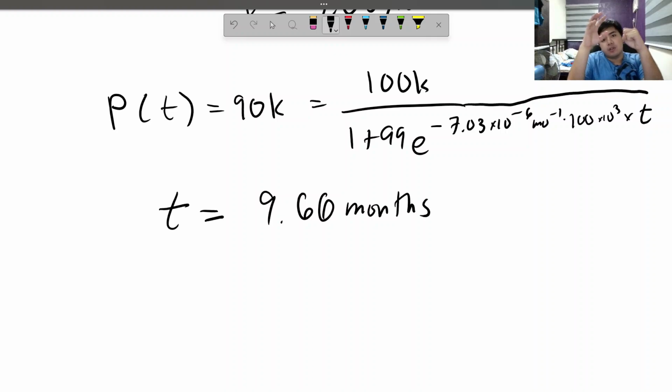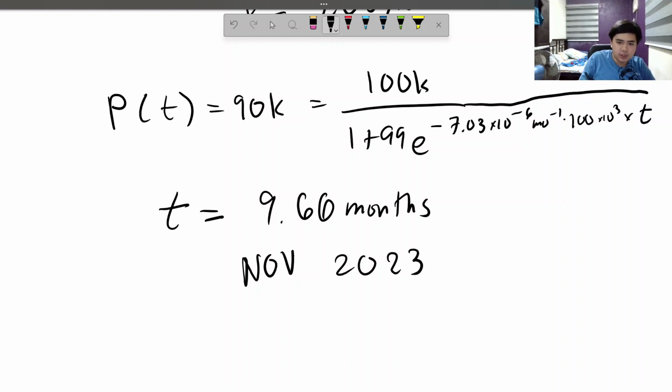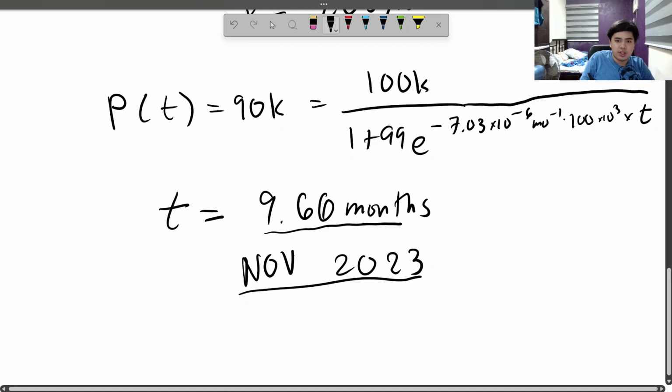So, let's count. January is month 0. Month 1, one month after, is February. March, April, May, June, July, August, September, October. During October, it's 9 months. But the event where the population of the fish exceeds 90% of the capacity is in the middle of October, and they won't be able to record it, so they will record that it exceeded 90% in November. So the answer is November 2023. This is the numerical answer that we're looking for.